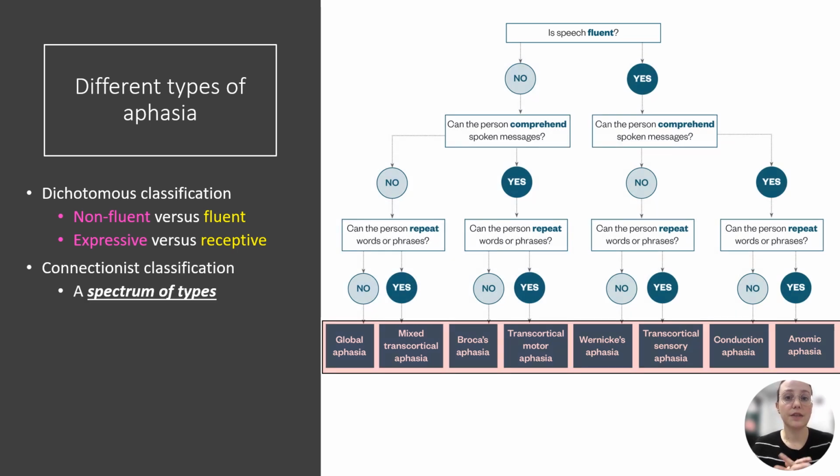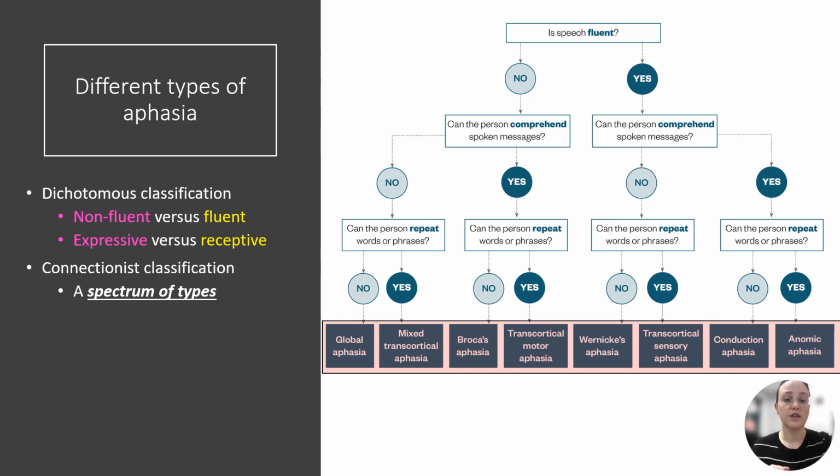Now, you'll also notice that there are a ton of types at the bottom of this nice flowchart. We call these a spectrum of types, and sometimes they're referred to as connectionist types. Some aphasia batteries, which means a large test to evaluate the type of aphasia and severity of aphasia that a person has, will help you to classify what type of aphasia that they have according to this bottom row here. So to the far left, remember that those 4 are considered non-fluent or expressive types.